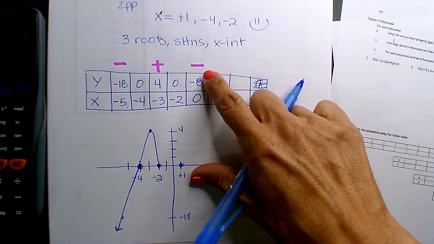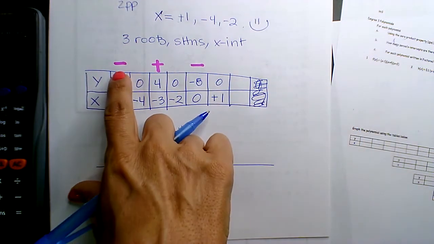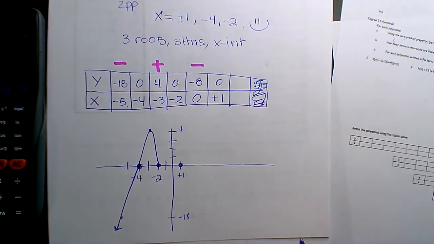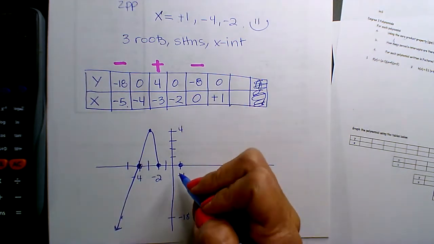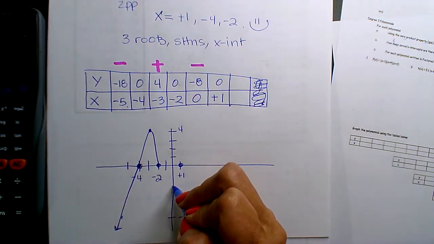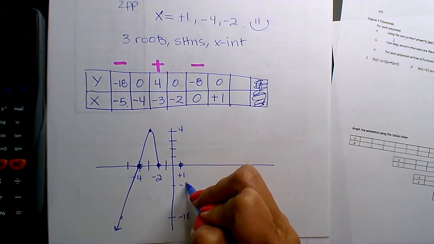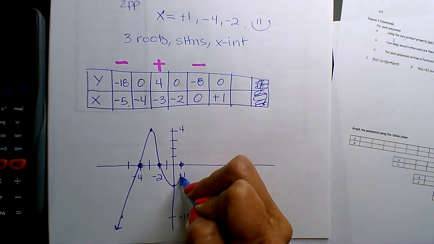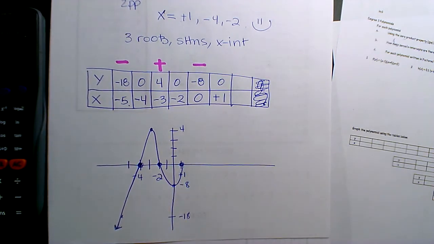So it's going to go below the x-axis, right? This one went below the x-axis, above the x-axis, below the x-axis. I don't know where to put it. We'll go right here. And so it hits -8, and now it's going to go right back to the +1 because it's an intercept. It's going to cross it.